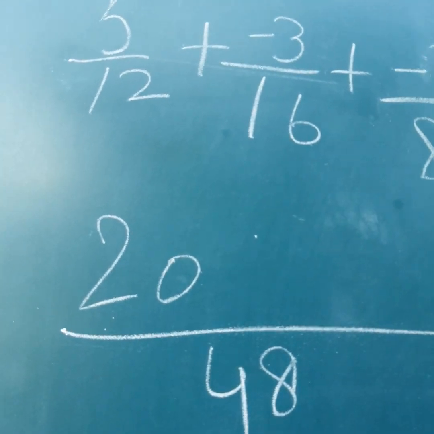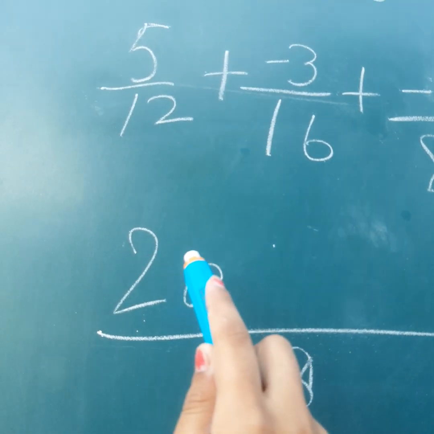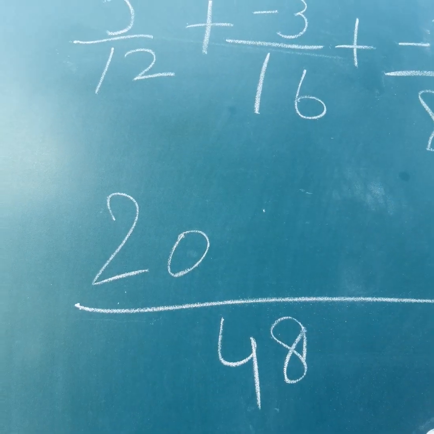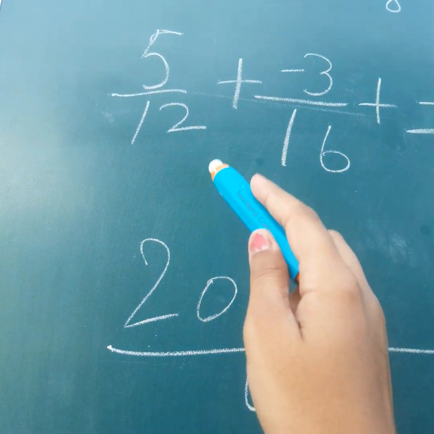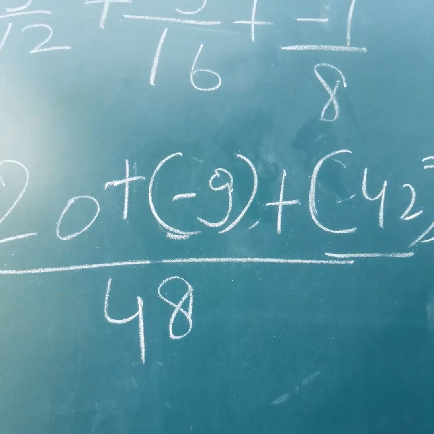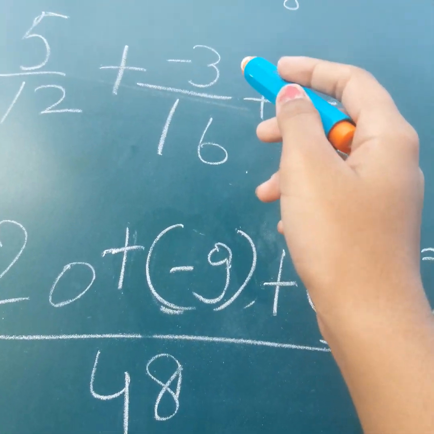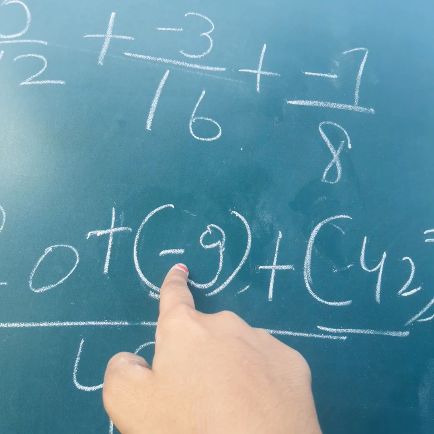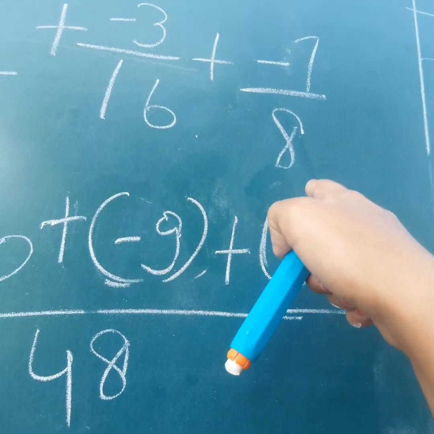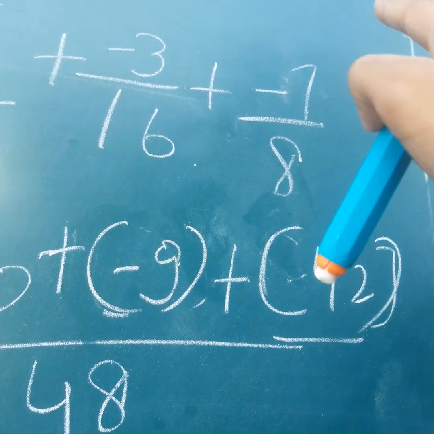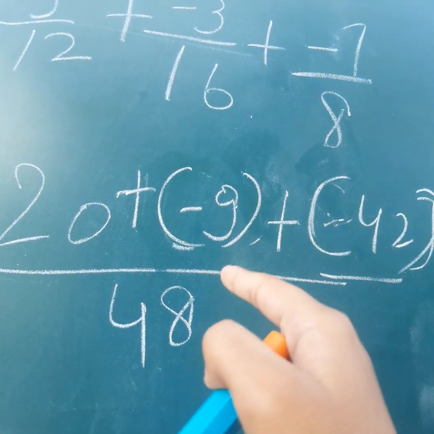So in the next step we have to divide 48 by 12, that gives us 4, and 4 5s are 20. Next we have to divide 48 by 16, that gives us 3, and 3 3s are 9, and it is in negative form, so we should write it in negative form. And 48 divided by 8 is equal to 6, and 6 7s are 42, in the negative term, so we should write it in the negative term. Next, what should we do?